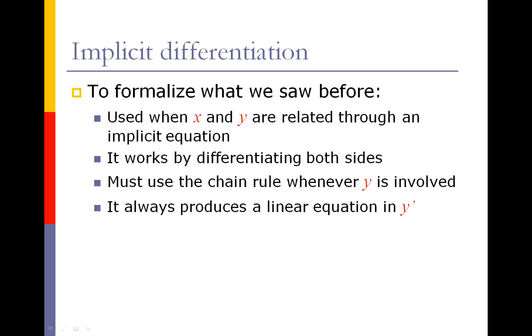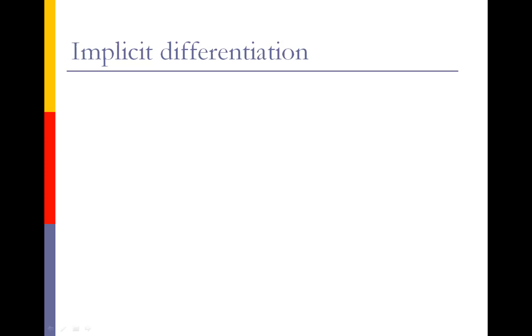Now, when we do that, we always end up with a linear equation in y prime, because of the way the chain rule works. This procedure will always produce an equation in y prime, which is very easy to solve for y prime. All we'll have to do is pretty much isolate y prime, and that will give us what y prime is, even though we may not know what y is, which is kind of wonderful.